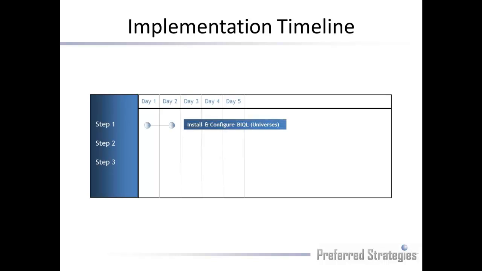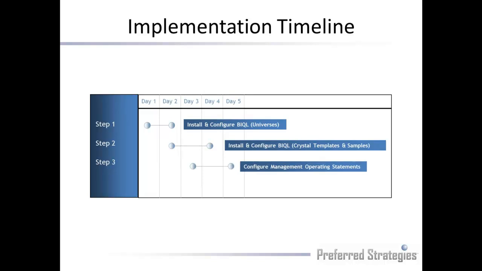Then we get to our BI Quick Launch, the stuff for JD Edwards. Our universes, really within 1 to 2 days we can get those installed. Our Crystal Report templates and samples, over 100 of those, get installed within a couple days, 2 to 3 days. And then we go through a handful of management operating statements, those income statements and balance sheets, and we tailor them to your specific requirements and your row hierarchies and drill down, and those can also be configured within a few days. So really within like a week's time, you've accomplished what most companies might spend over a year trying to get off the ground.